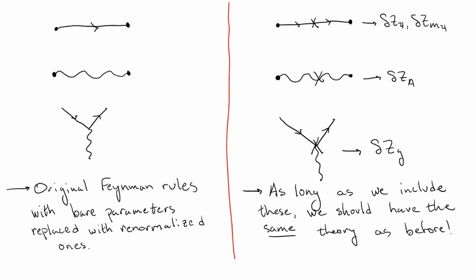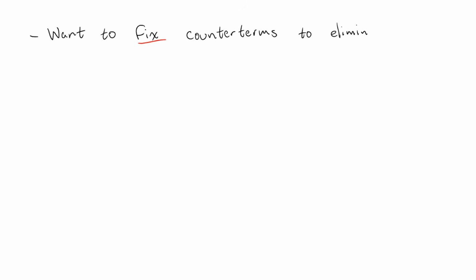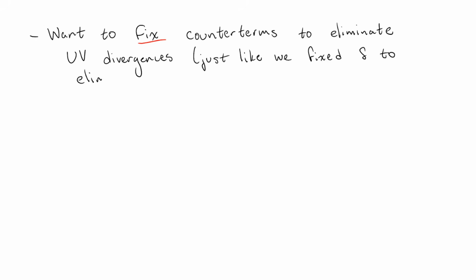As long as we include all possible Feynman diagrams, including ones with these new counterterm vertices, we should get exactly the same answer as we would get in our original theory, just like how before we recovered x by multiplying y by delta. So now we need to fix these counterterms. We want to choose them to eliminate the problematic UV divergences which show up in the theory, just like how we chose delta to eliminate the dangerous leading order behavior of our quadratic equation. But how exactly do we do that?